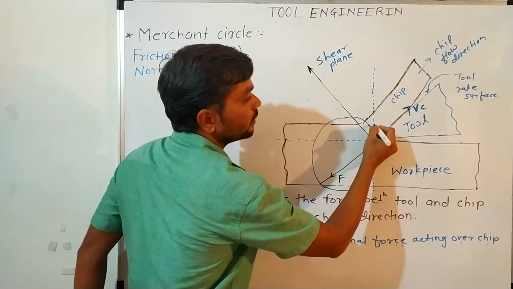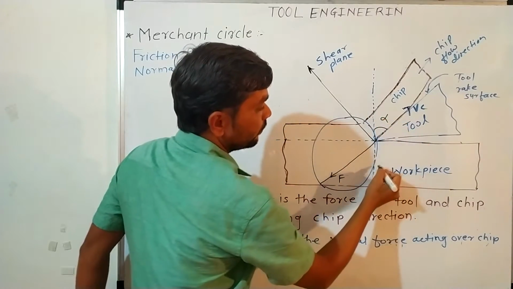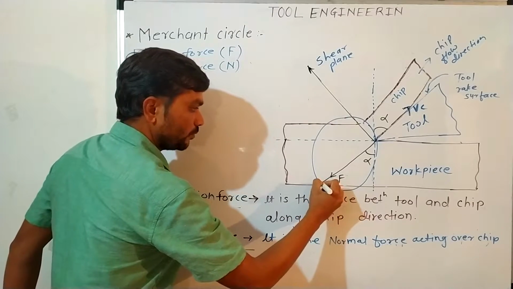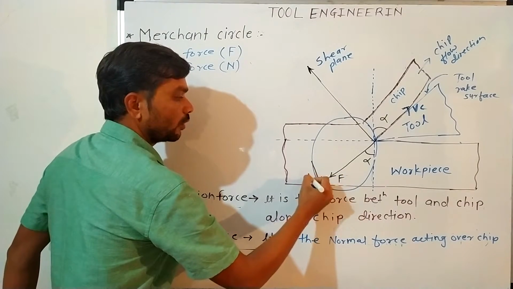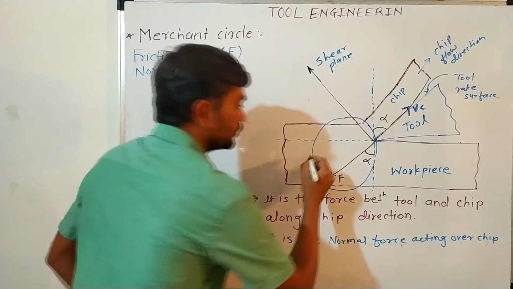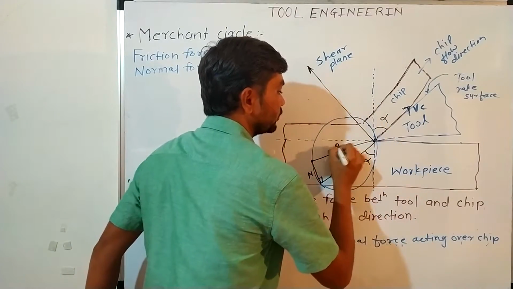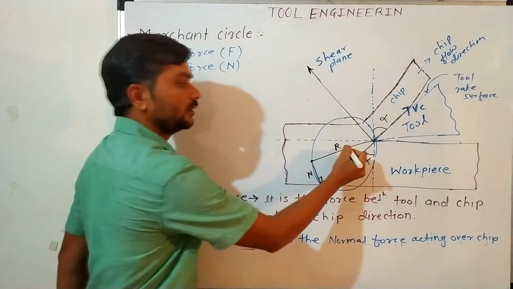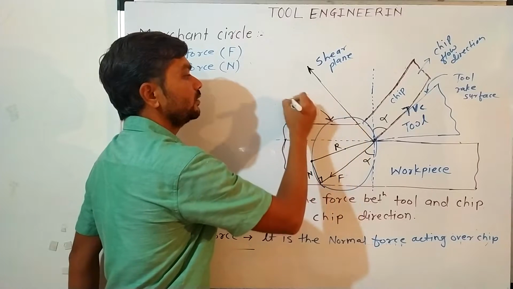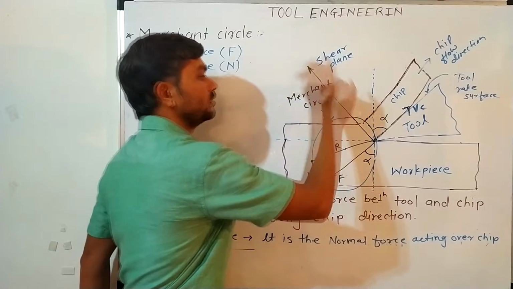We have here this angle, which represents alpha. Exactly perpendicular to this, we have normal force. So this is our normal force, and if we join these two points, then we get here the resultant. Again, this resultant represents the diameter of this circle, and this circle is called the merchant circle.